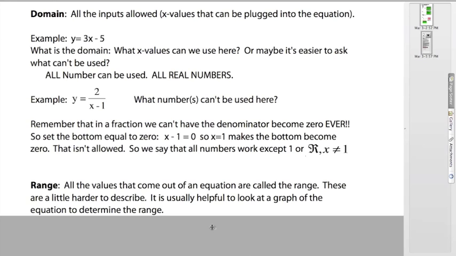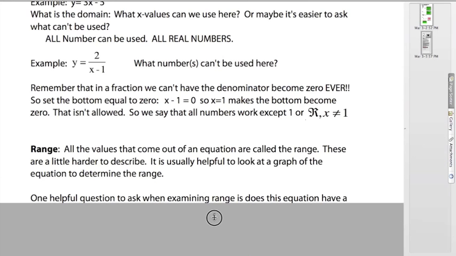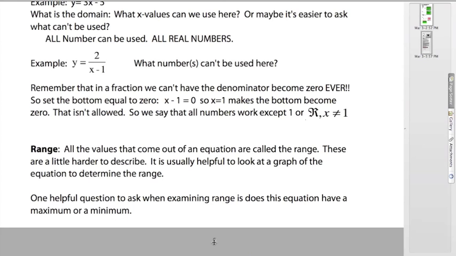The best way to look at a range, or look at the range of a function or a relation in general, is to look at the graph. Now sometimes it's easy to tell, but there's a couple of questions you can ask if you can't look at the graph. Let's suppose we had a parabola. Well, all parabolas have either a minimum or a maximum depending on if it opens up or if it opens down. And so let's just take a basic parabola, y equals x squared, a traditional one.